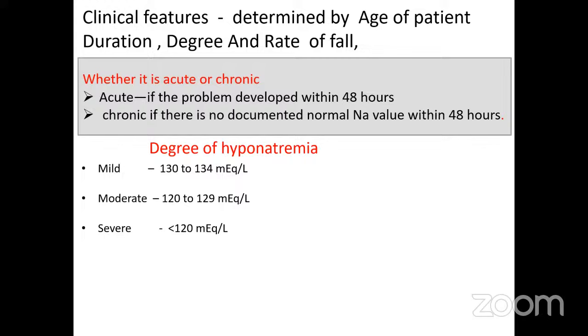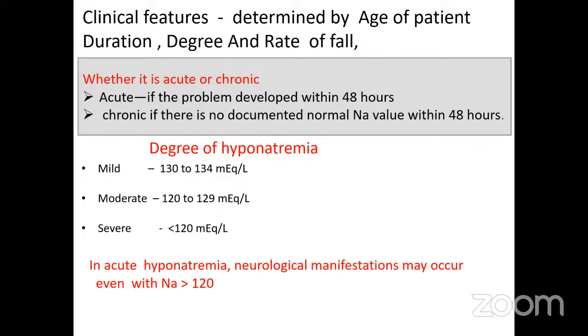Now, for acute or chronic: if a patient gets admitted with a documented normal sodium, it is always taken as acute. If there is no documented sodium value on admission, and you document hyponatremia with a duration of more than 48 hours, you should accept it as chronic hyponatremia and try to correct it slowly, because ODS occurs more commonly with chronic hyponatremia.